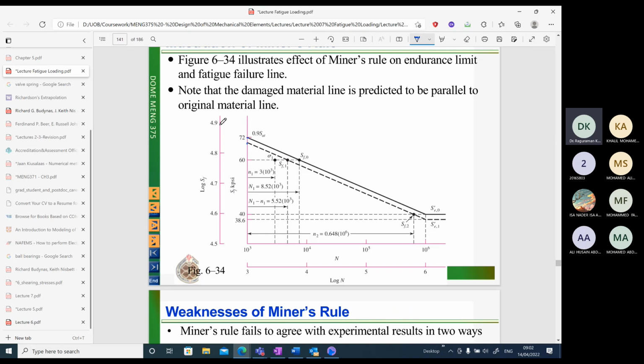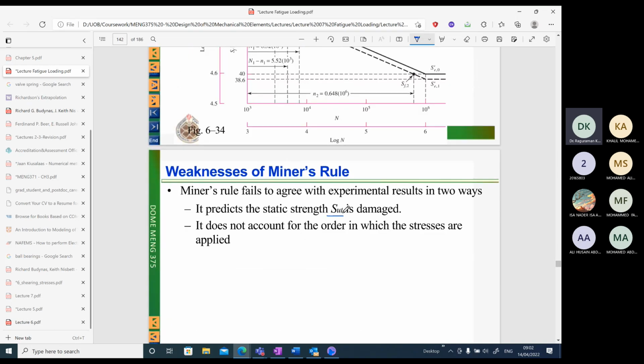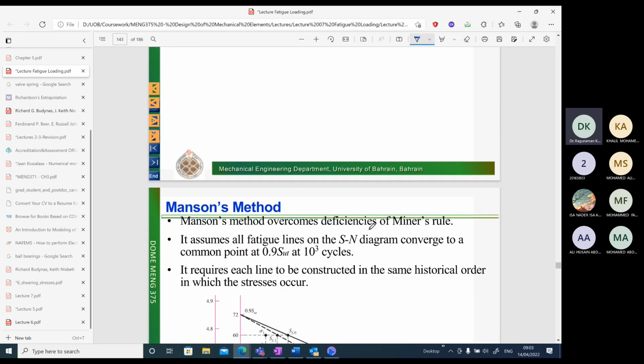Why? Because as I extend and go to 10 power 0 cycles, so this is 10 power 3 cycles, let's go to 10 power 0 cycles. It must intersect at SUT exactly. However, it will predict a value lesser than SUT. So this is not true. The SUT value will not be damaged experimentally. And the second one is the linearity assumption. That is also not true. These are the two disadvantages for this particular Miner's rule.